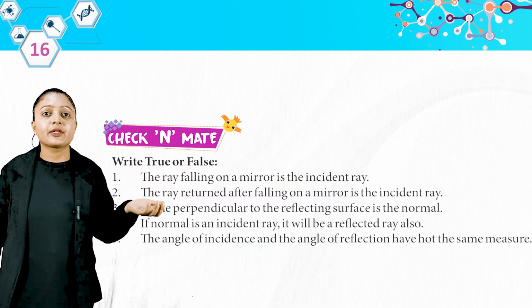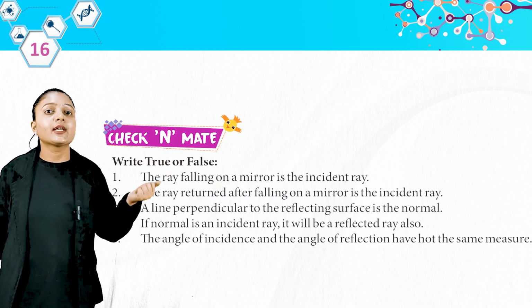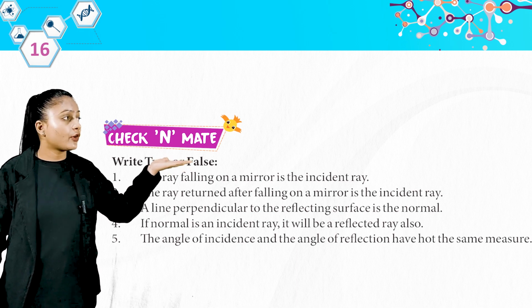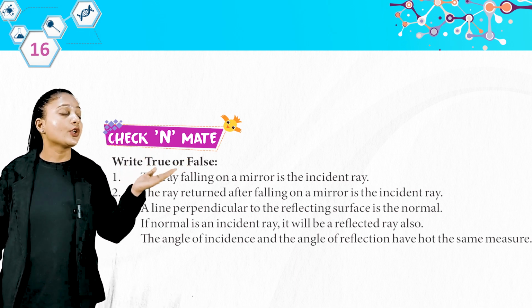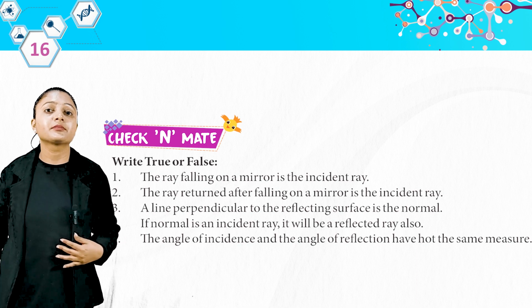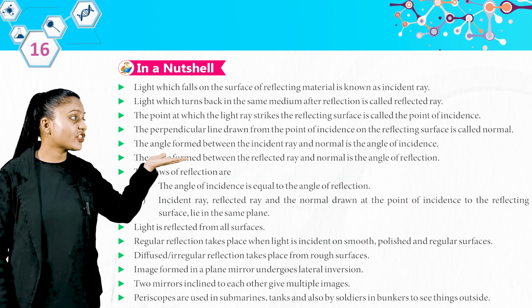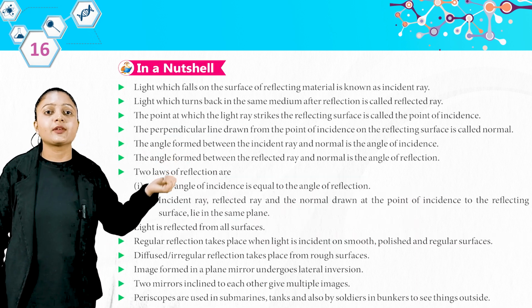Based on the above chapter, let's do check and mate. Write true or false for the following statements by your own understanding. Now let's summarize the chapter in a nutshell.